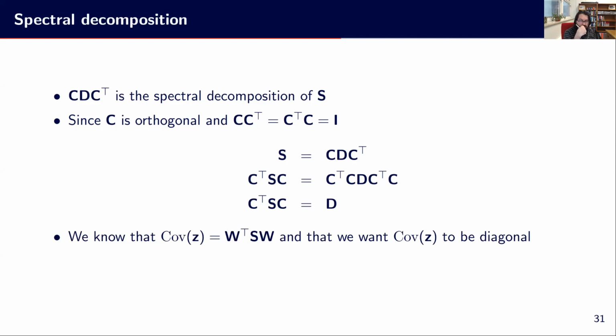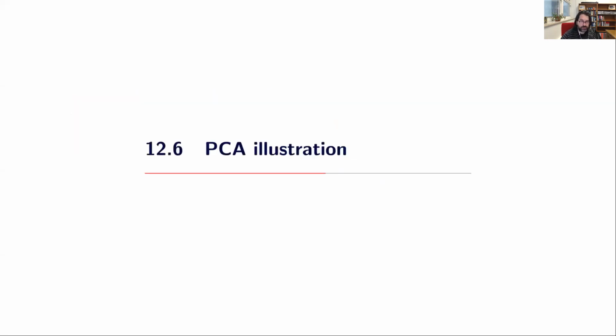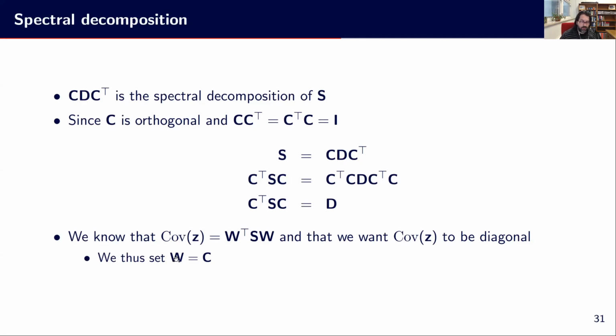And as such, we know that the covariance of Z corresponds to W transpose SW. And we want this covariance to be diagonal. Thus, a way to achieve that is to set W, the transformation we are looking for, equal to C. Why? Because we get C transpose SC equal to the diagonal matrix of eigenvalues of our eigenvector eigenvalue decomposition of S. This is the way we set our vector W, our weights, as corresponding to the eigenvectors.